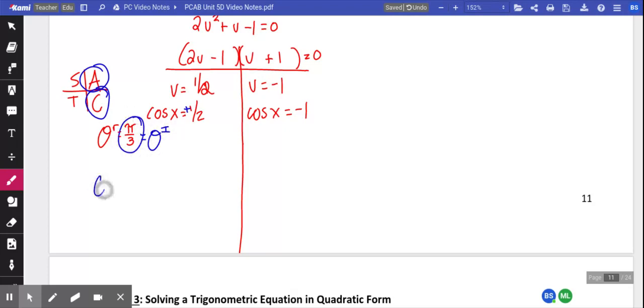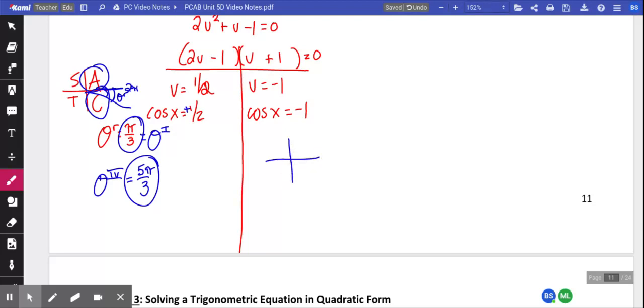And then our quadrant 4 angle, once again, it would be looking at this like 2 pi and then going backwards by a reference angle, right? So taking 2 pi and subtracting pi over 3, this is going to give us 5 pi over 3. So these are our two angles between 0 and 2 pi that work for the cosine of x is equal to 1/2. We also have to find when is the cosine of x equal to -1.